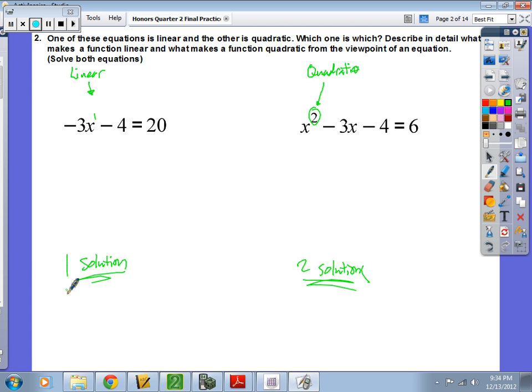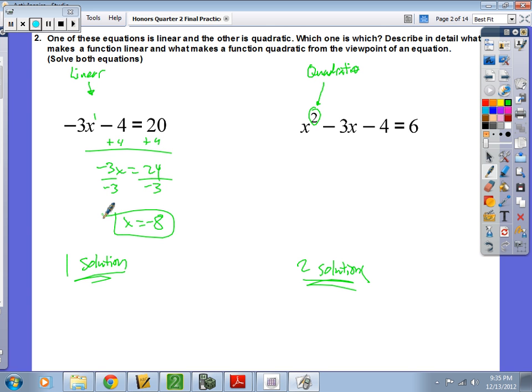So let's solve them. Solve for x. So let's undo the subtract 4. Let's plus 4, plus 4. You've got negative 3x is equal to 24. Divide both sides by negative 3. x is going to equal negative 8. So just one solution.